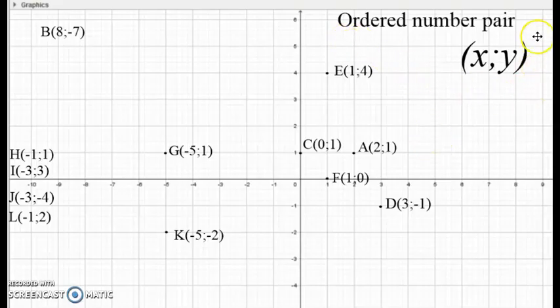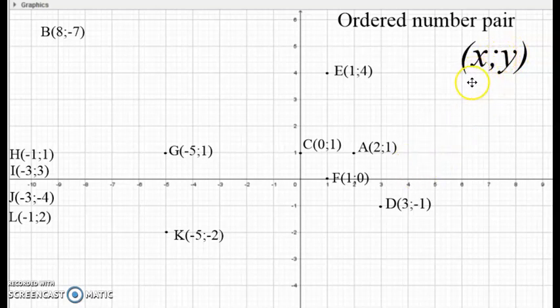When I work with the Cartesian plane, I must understand that I will work with ordered number pairs, and these ordered number pairs are always an x value with a corresponding y value. My x value is always listed first, followed by my y value, separated by a semicolon.